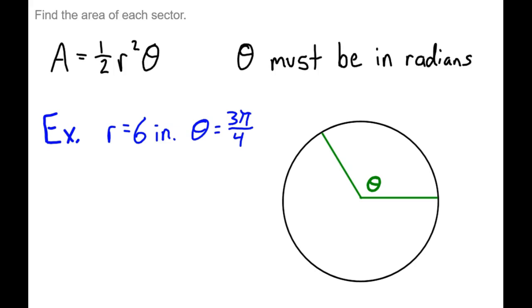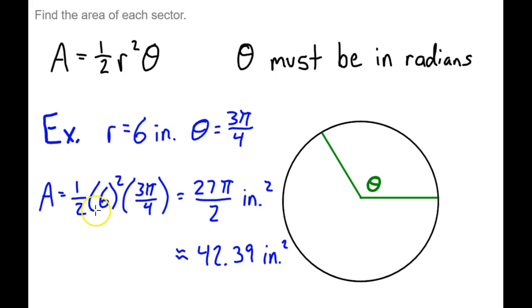So an example, if we want to find the area of the sector formed with the radius being 6 inches and our angle theta being 3 pi over 4, this is already in radians, so we don't have to convert it. So now we just plug it into the formula. The area is equal to 1/2 times our radius squared, which is 6, so 1/2 times 6 squared, times our theta measurement, the angle, which is 3 pi over 4 radians.